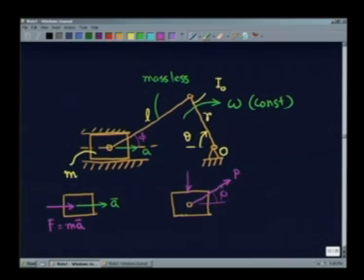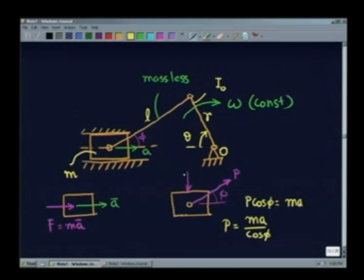Now, how much will be this force? That we can find out from this equation, that P cosine phi must be equal to mass into acceleration, or this force P will be mass into acceleration by cosine phi.